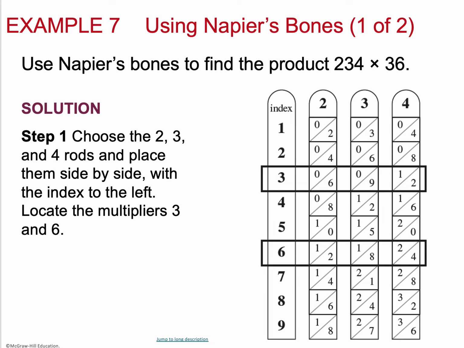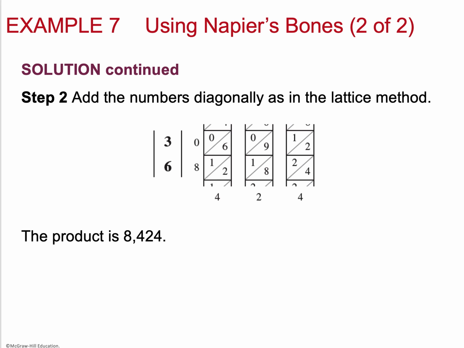Here's another example using Napier's bones. Again, if you don't have these manipulatives, it becomes very hard to show this. But if you have the manipulatives or a digital version of this, it can be interesting. So if I'm looking at 234 times 36, this time I have 2 digits in the multiplier. So I'm going to choose rods 2, 3, and 4. And I'm going to use row 3 and row 6 as I develop this. If I use both rows 3 and 6 and I write them underneath one another, I'm going to add the numbers diagonally just like I do in the lattice method.